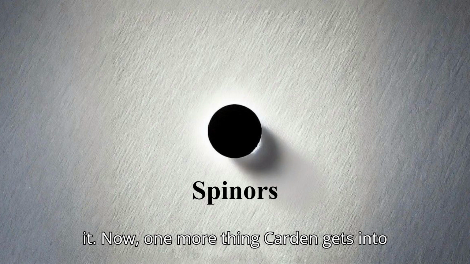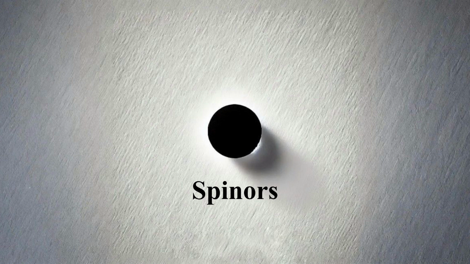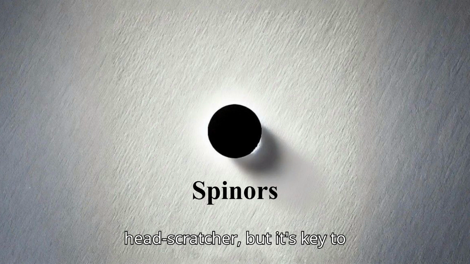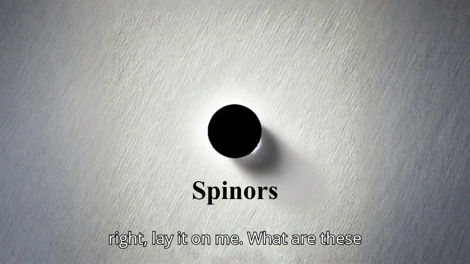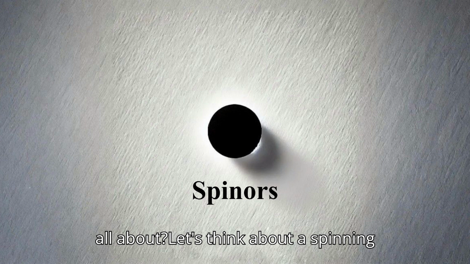Now, one more thing Cartan gets into is the difference between single-valued and double-valued representations of rotations. It's a bit of a head-scratcher, but it's key to understanding how spinors behave. All right, lay it on me. What are these single and double-valued representations all about? Let's think about a spinning top.